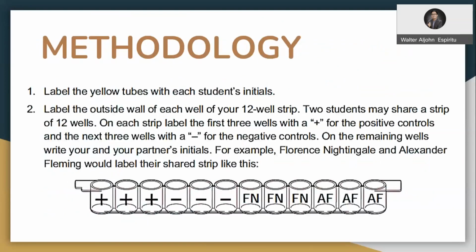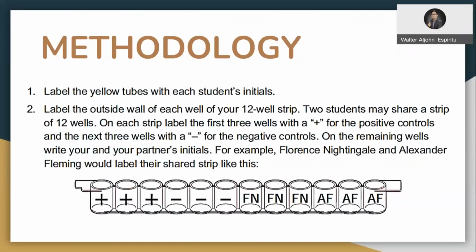So you will have your different tubes with you. Here you will have yellow tubes with each student's initials, so you may put your initials in there. Label the outside wall of each well of your 12 well strip. Two students may share a strip of 12 wells.